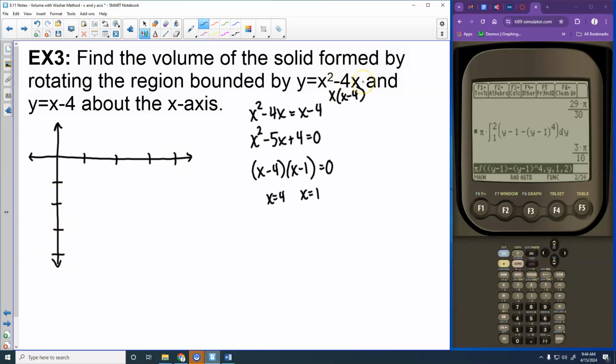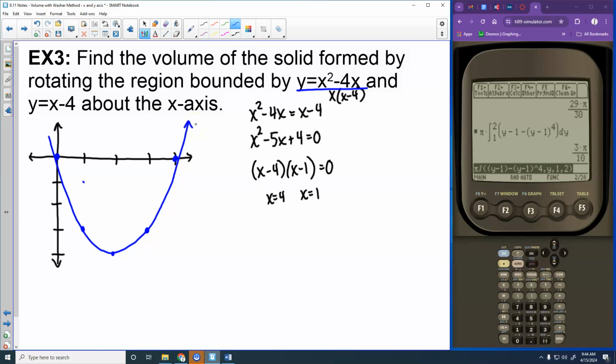You could just think about making a table. If you plug in 0, we'll do this one in blue, you get 0. If you plug in 1, you get negative 3. Then you'll get negative 4, negative 3 again, and back to 0 here. I'm doing this kind of quick because we're low on time, but it'll look like this.